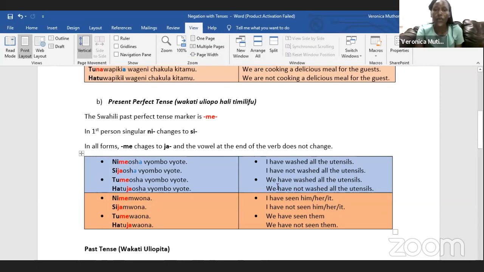Translation is there. We have washed all the utensils, and then you negate it to be, we have not washed all the utensils. And then the other example I'm giving is nimemwona. It's a one-word sentence in Swahili. Nimemwona, meaning I have seen him or her or it for an animal. So in Swahili, when you just say nimemwona, we cannot tell if it's a male, a female, or an animal.